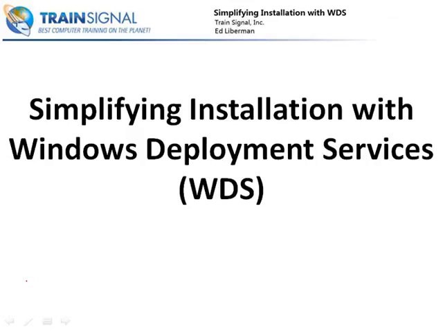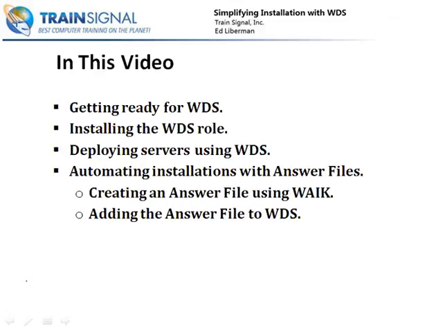Using Windows Deployment Services. In this video, I'll start off by talking to you a little bit about what we have to do on our network to get ready for Windows Deployment Services, or you'll see here I have WDS for short. Then we'll actually go in and take a look at our network where we will install WDS, we'll deploy a couple servers using WDS, and then we'll see how to further automate the installations using answer files, which we will create using the Windows Automated Installation Kit, and then of course add that answer file to WDS and see how it all comes together.